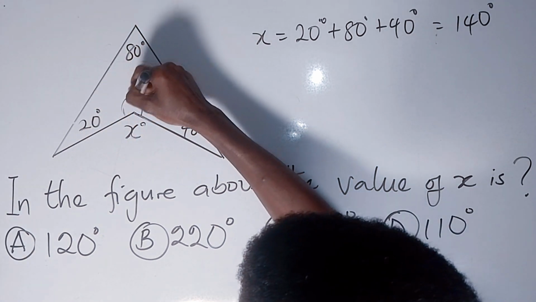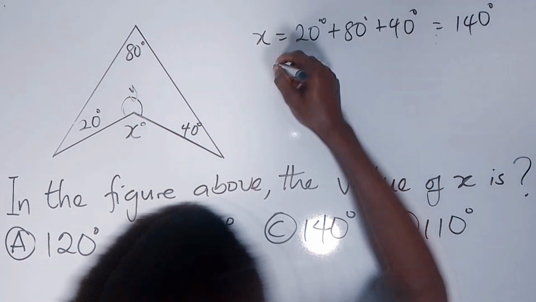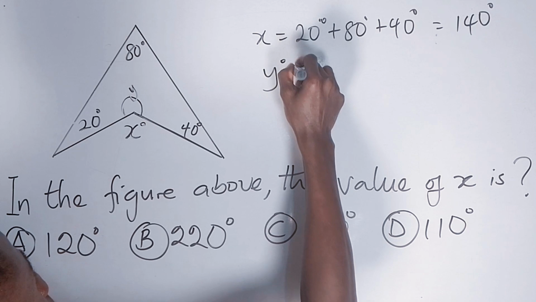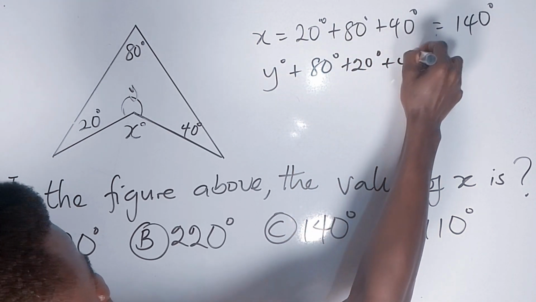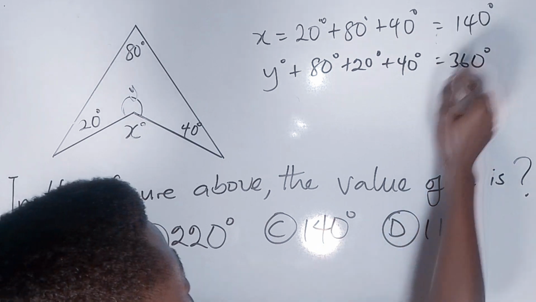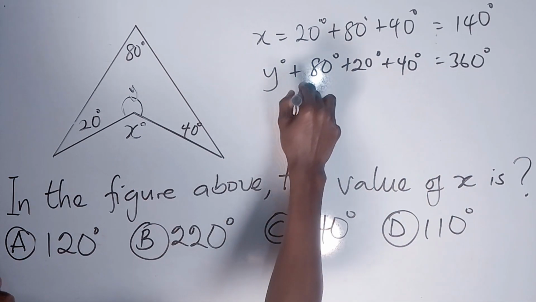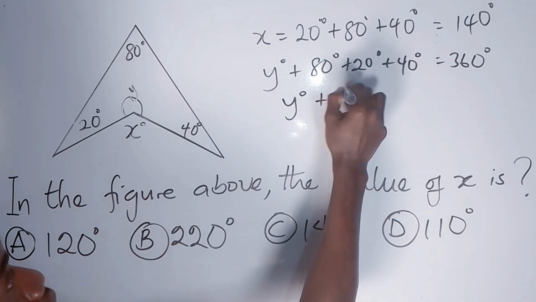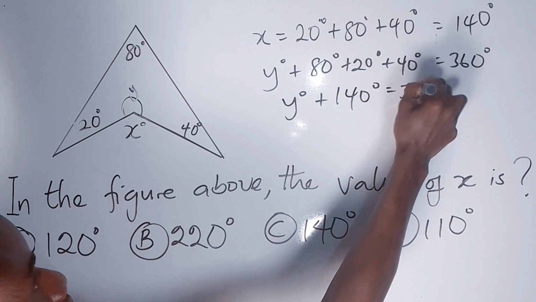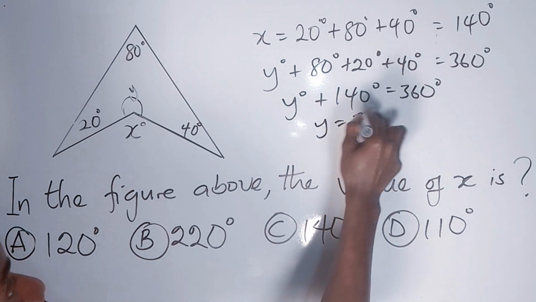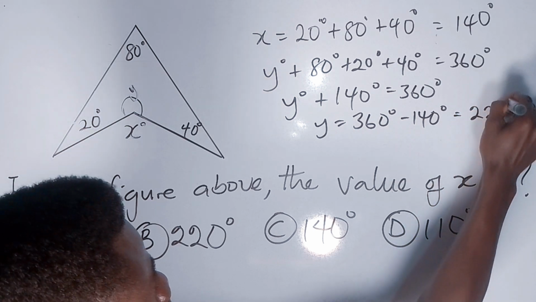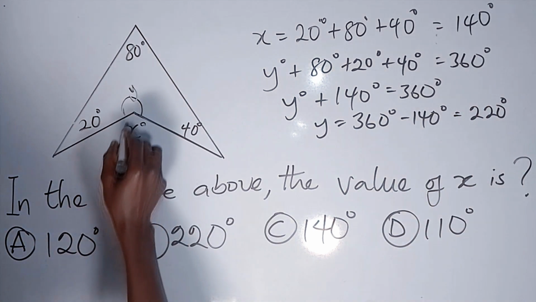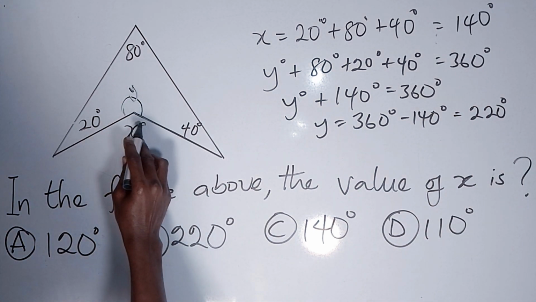Okay, so if this angle here is y, I'm trying to say that y degrees plus 80 plus 20 plus 40 will give us 360 degrees. So y plus this 140 will give us 360 degrees. So y will be 360 minus 140. That will give us 220 degrees. So it means my angle here, y, is 220 degrees.